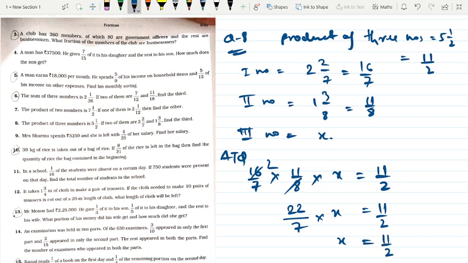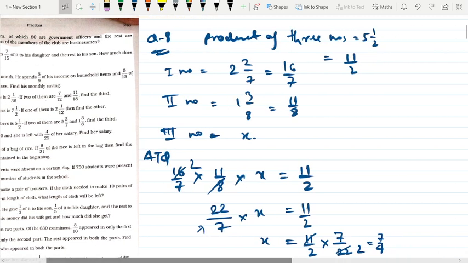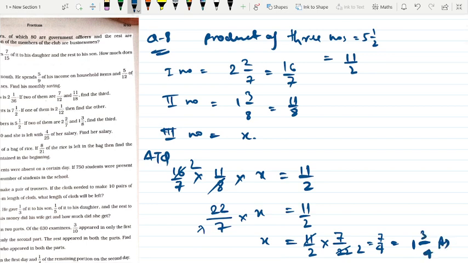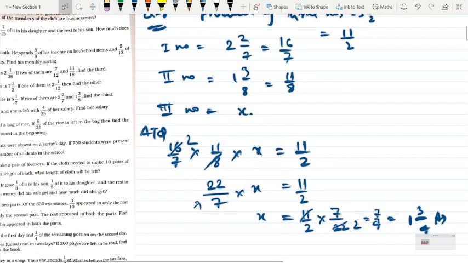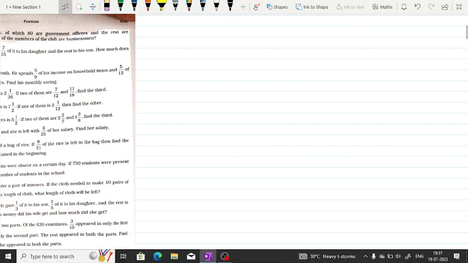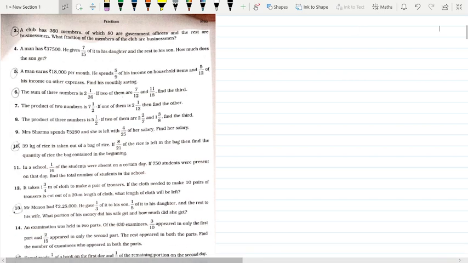Here this fraction we will take the reciprocal, so we can write 7 upon 22. 11 twos are 22, so 7 upon 4. 7 upon 4, that means we can write it in the mixed fraction as 1 is to 3 upon 4 as the answer. Okay, now let's move to question number 9.